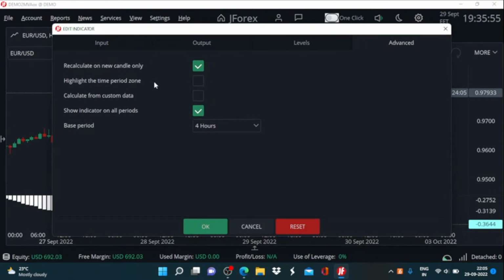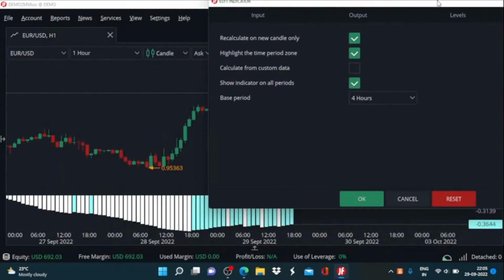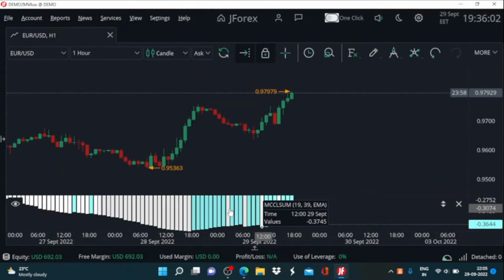If you want the time period to be highlighted, you can opt in for this, and whatever is your calculation period, that will be highlighted here.